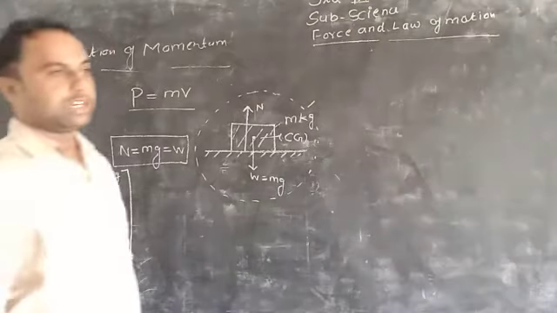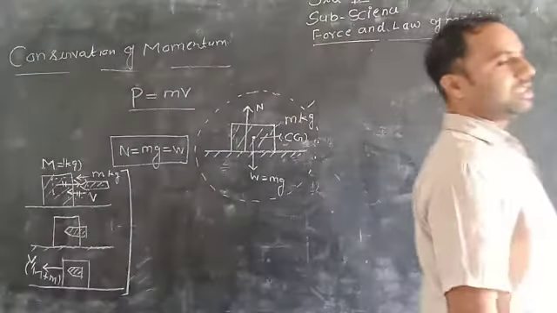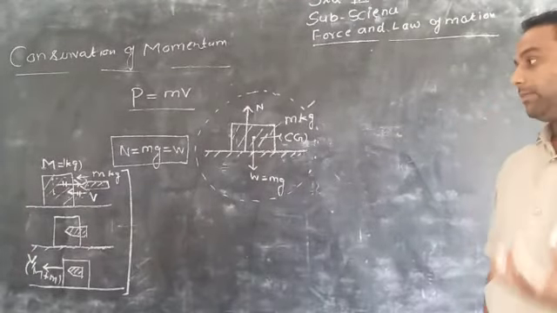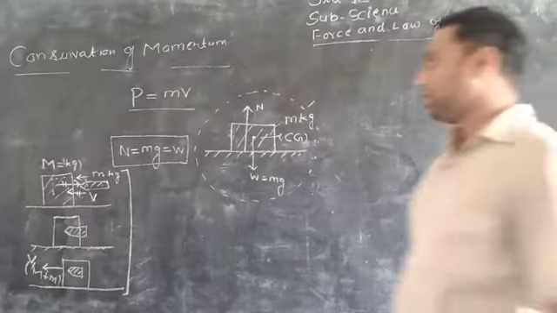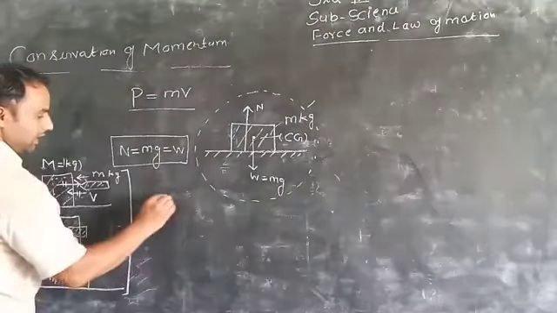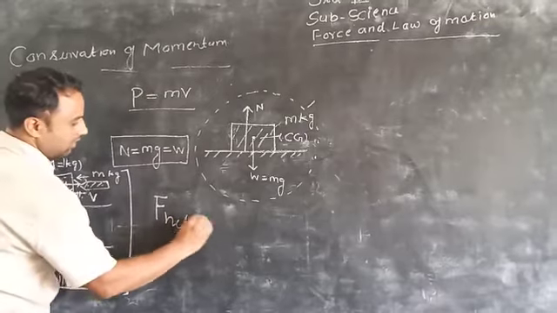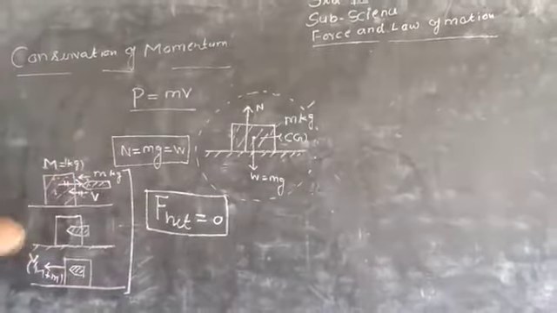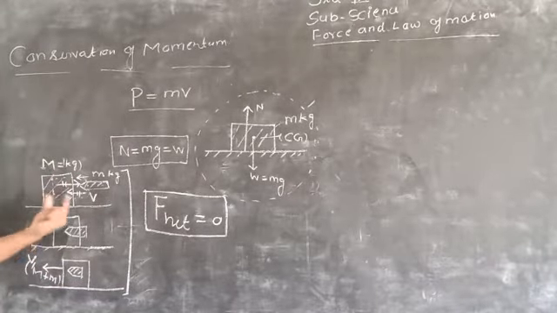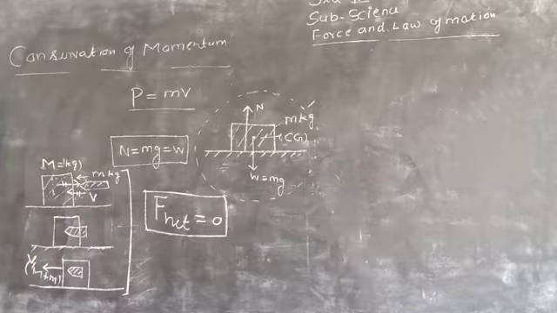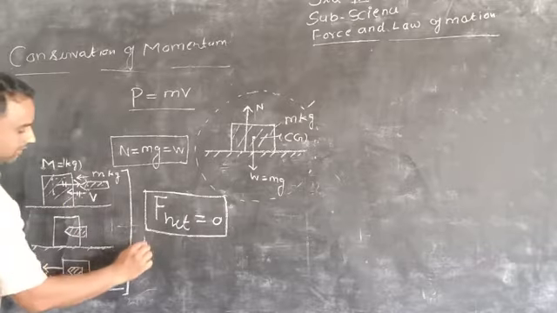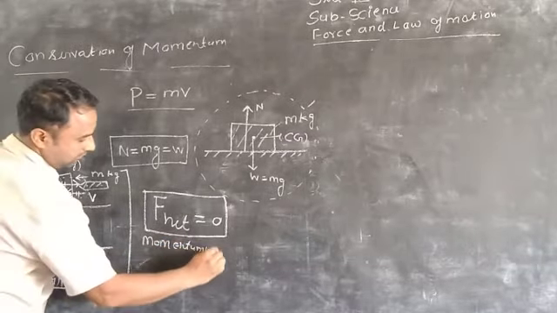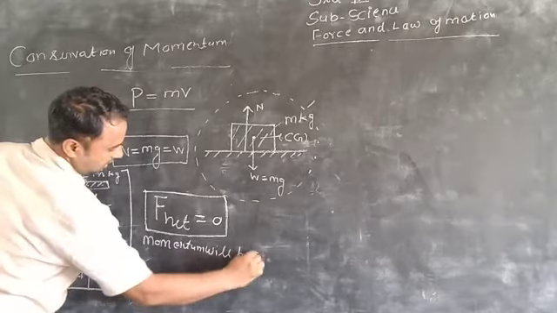So first we have to recognize where the momentum of the system is being conserved and where it is not being conserved. The condition is that F net on the system is zero. When the net force acting on the system is always zero, whether it is in moving condition or in rest condition, then momentum will be conserved.